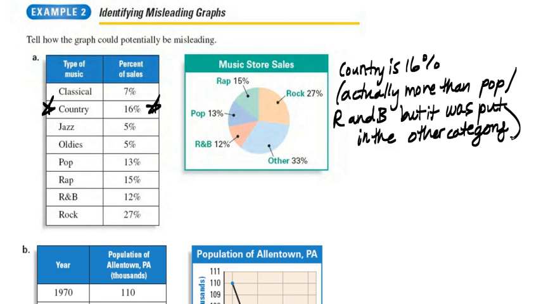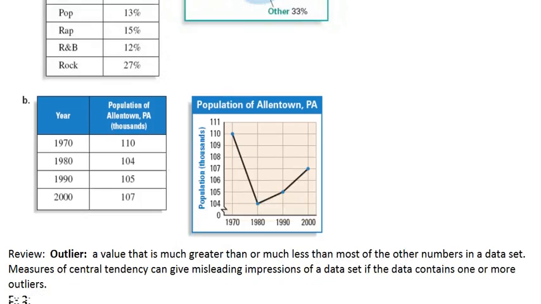When you're looking for misleading graphs, there's not a specific thing I can tell you to use every time, because every graph is going to be slightly different. So look at the graph, think about how the scale is, think about how they displayed the data, be creative in your thinking. Let's look at B.